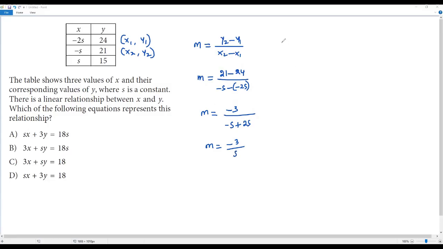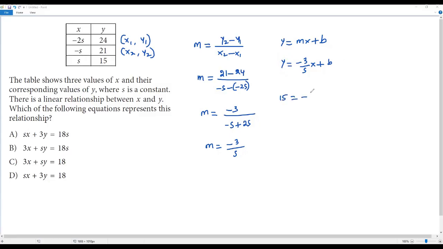Now let's write the equation in slope-intercept form. That is, y equals mx plus b. Here we can plug in the slope for m, negative 3 over s times x plus b. Still we need to get the value of b, that is the y-intercept. To get the value of b, we have to plug in one of the points from the table into this equation. Let me consider the third point, x coordinate s, y coordinate 15. Let's plug in this y coordinate 15 for y.